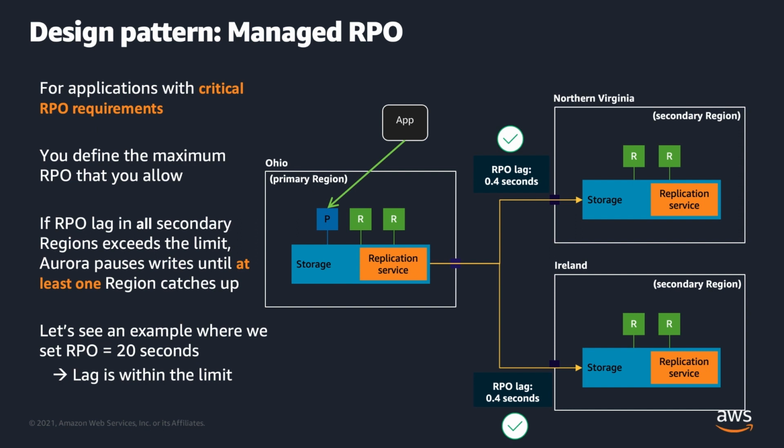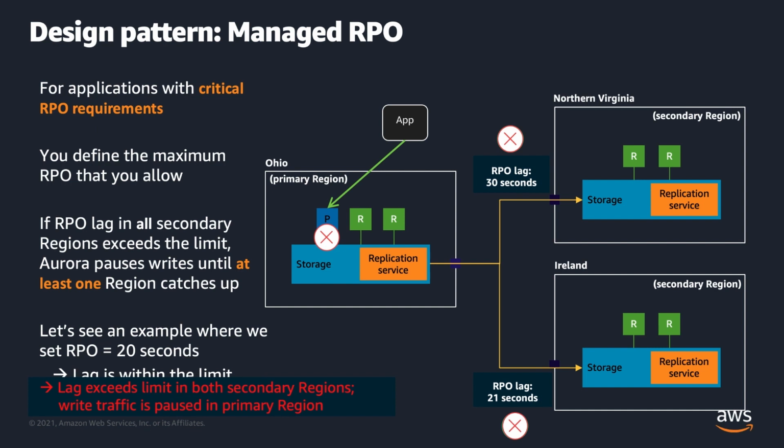So in this example, we have our Ohio as a primary region and two other secondary regions, Northern Virginia and Ireland, where the RPO lag is less than the RPO that we set, which is 0.4 seconds in each of these secondary regions. So it's within the limit. Now, as we proceed forward in time, Northern Virginia sees a RPO lag of 22 seconds, which is more than the RPO metric that we set of 20 seconds. However, lag is still okay in Ireland. So the writes continue to happen in the primary region in Ohio.